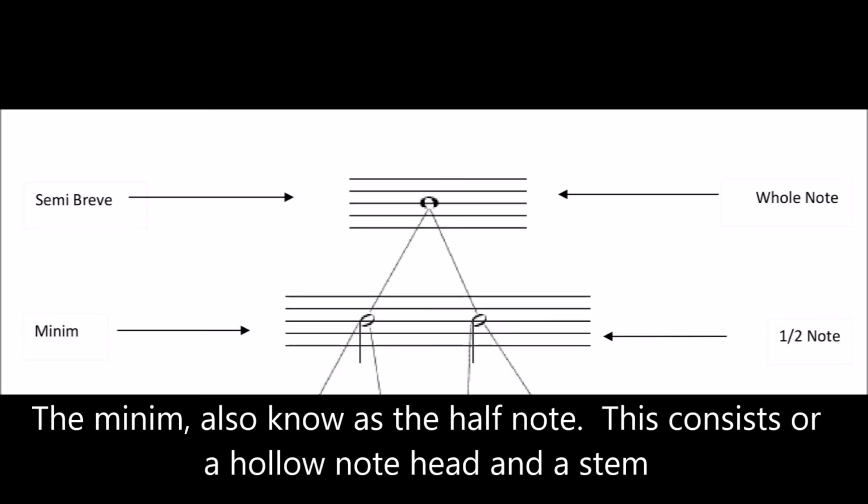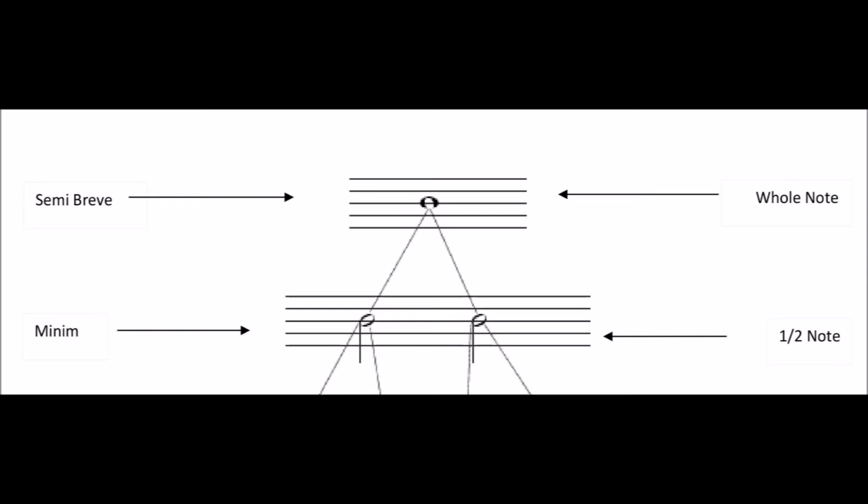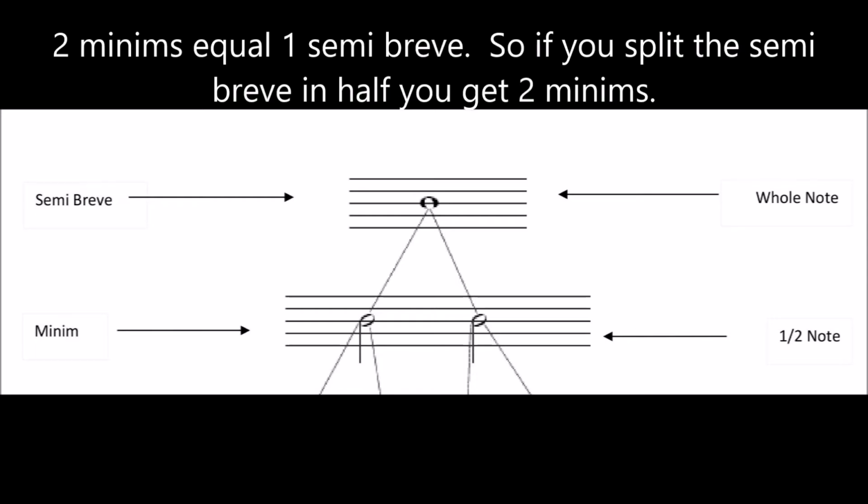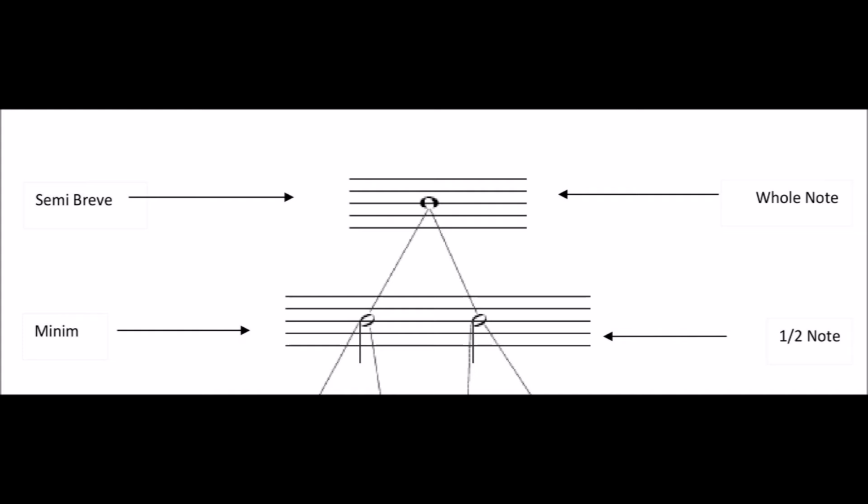The next note down is the minim, also known as the half note. This note consists of a hollow note head, a single stem coming down, and no tail at the bottom. 2 minims equal 1 semibreve, as you can see in the diagram. So if you split the semibreve in half, you would get 2 minims.